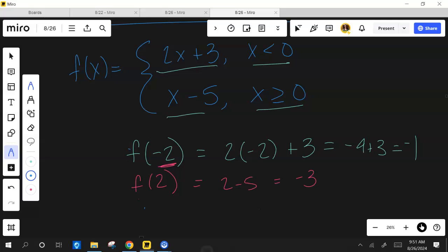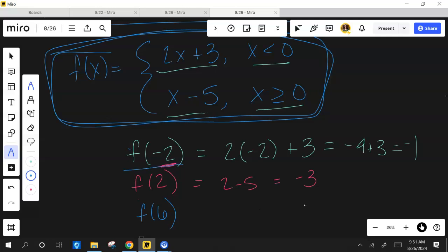Okay, pick 6. I'm just doing examples. We're using this equation and we're deciding what would f of negative 2 be? What would f of 2 be? What would f of 6 be? Hold on, we'll do that one. That's a good one. So f of 6, which equation am I in? Bottom equation, because 6 is bigger than 0, so I got 6 minus 5 equals 1.